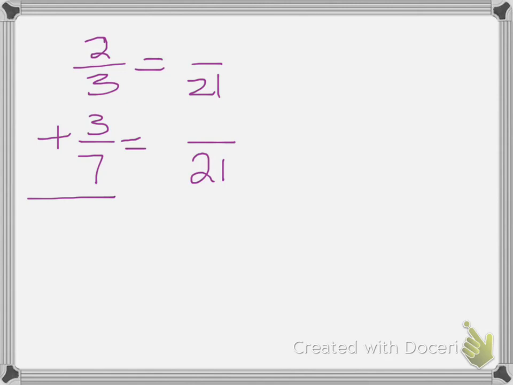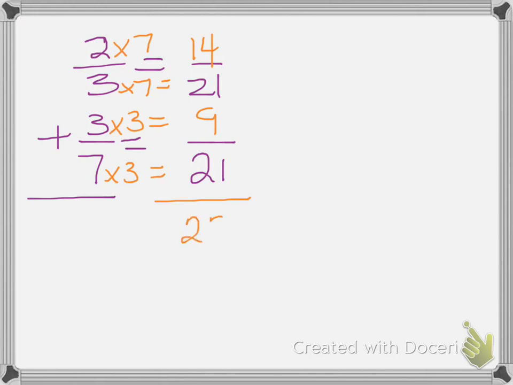Now I have to think about how did I change each of my denominators. And to get to 21, I say 3 times 7. So I need to multiply the top and say 2 times 7, and that's 14. On the bottom down here, I say 7 times 3 to get to 21. So here I'm going to say 3 times 3, and that gives me 9. Now I just add my numerators, and 14 plus 9 is 23. So I end up with 23 over 21.